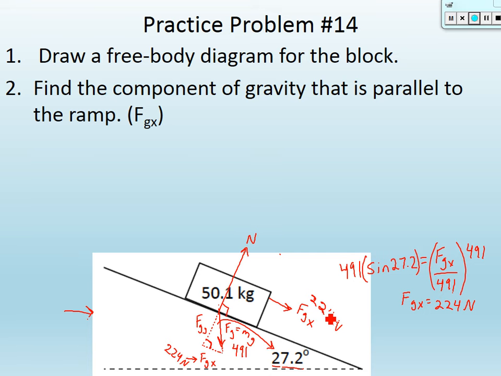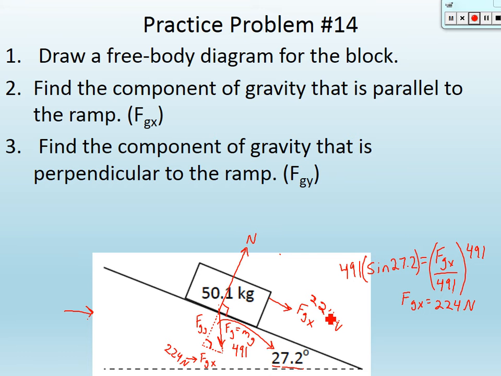Okay, let's see what else it asks us to find. Find the component of gravity that is perpendicular to the ramp. So this is the part of gravity that's perpendicular to the ramp, FGY. Okay, now we've got to solve for the side next to it. What do we call that side? The adjacent side. So we're going to use cosine.